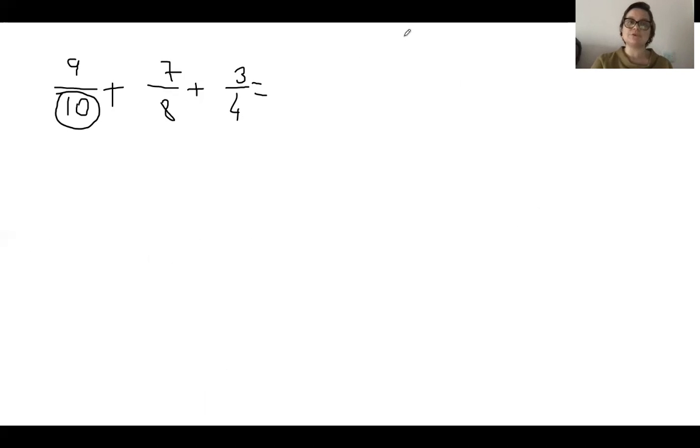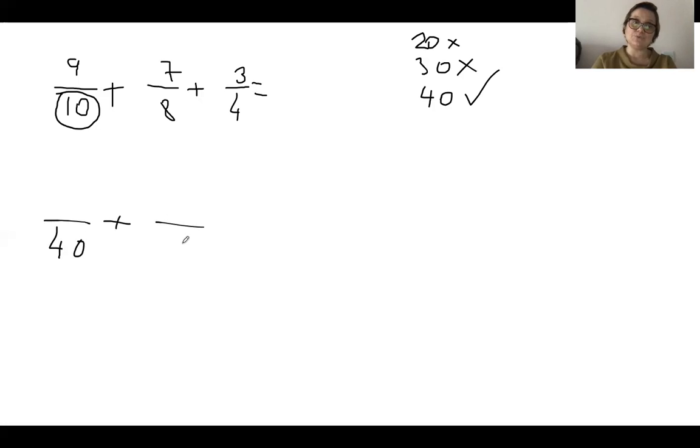So next one up is going to be 20. Is 20 a multiple of both of them? No. Is 30 a multiple of 10, 8, and 4? No, it's not. So 40 is a multiple of 10, it is a multiple of 8, and it is a multiple of 4. There you go. So you found 40 is the lowest common multiple. So next step would be to write 40 underneath. So that is our new denominator. And then plus 40 here.